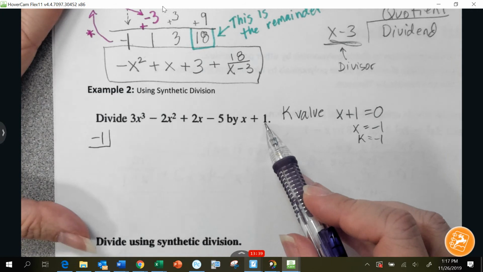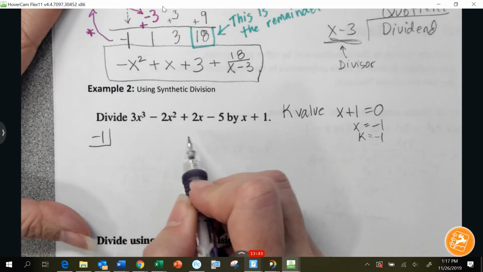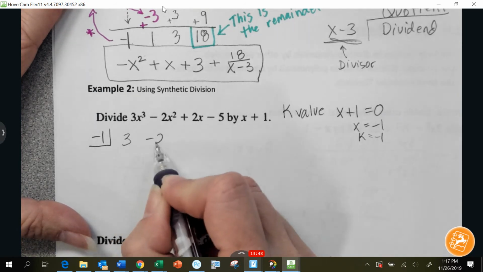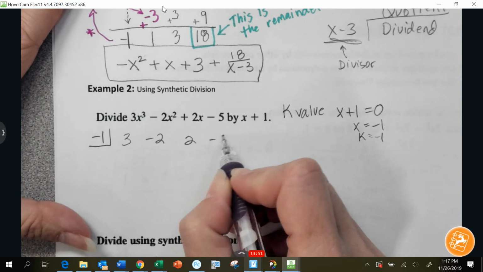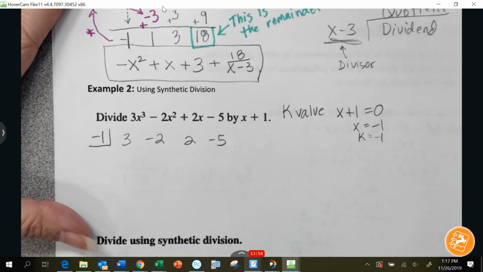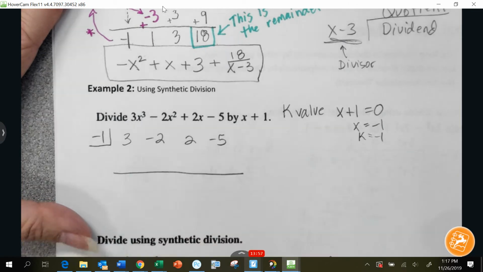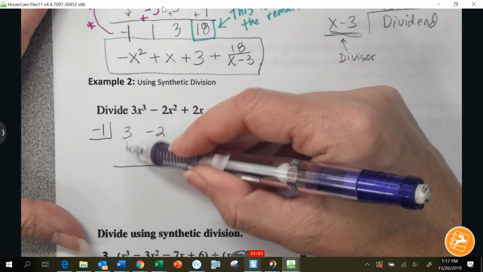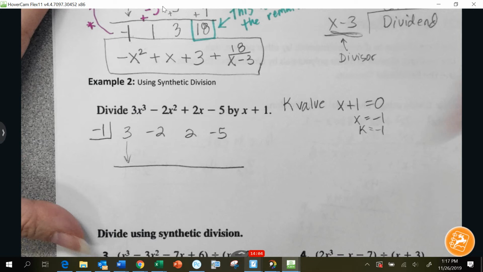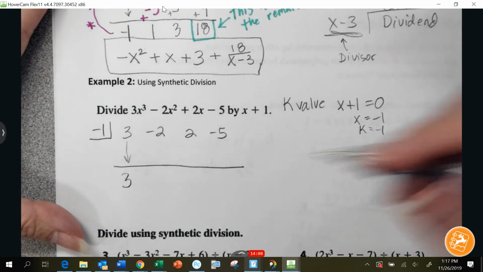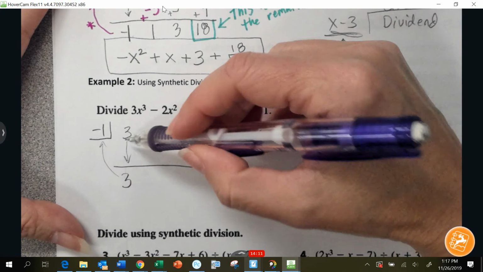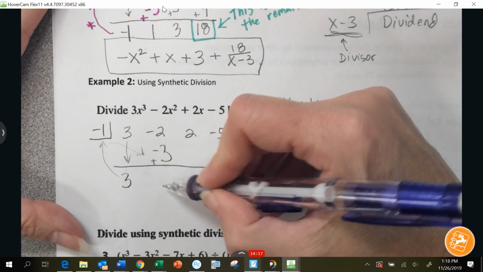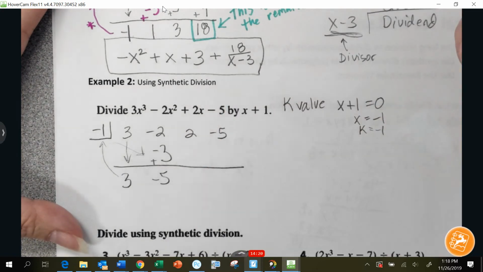All right, so now we're going to put our coefficients, and we have to make sure that if there are any placeholders, we put a 0 in. So I've got 3x cubed, negative 2x squared, 2x, and then my constant 5. I didn't need any placeholders. I skip a line and make this kind of addition line. We always start by bringing the first one down. Then we do multiplication, 3 times negative 1. We put it under negative 2, negative 3, and we add them. Negative 5.